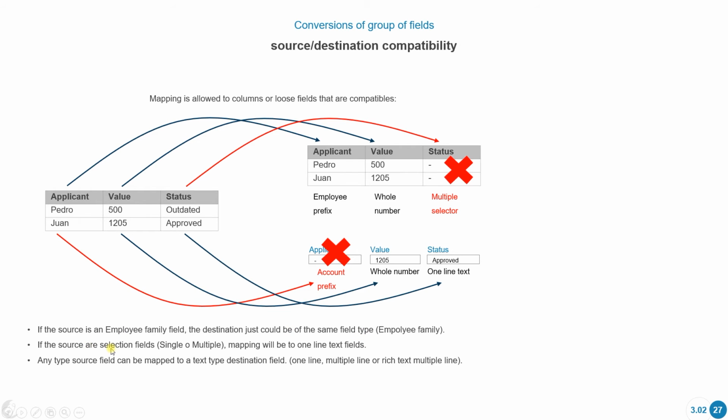If in the source there's selection fields, we're only going to be mapping to text, to one-line text fields. Any type of source field can be mapped to a text field. For example, a numeric field could be mapped into a text field. A date field could be mapped into a text field. A prefix field could be mapped into a text field, but not the other way around. For example, if I have text, I cannot drop it into a numeric field. Okay, but this is something the system is already going to control for us.